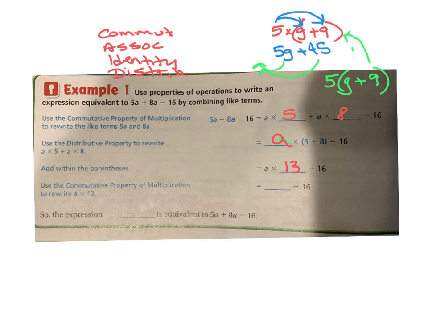13. Now, you've already kind of been marrying those like terms. You might have already just taken the step and said, this is 5A's, this is 8A's, put it together, it's 13A's. Okay, that's true. And that's what we end up getting is 13A times 13. And they say use the commutative property of multiplication, meaning I can flip those around. 13 times A, also known as 13A. So the expression 13A minus 16 is equivalent to 5A plus 8A minus 16.